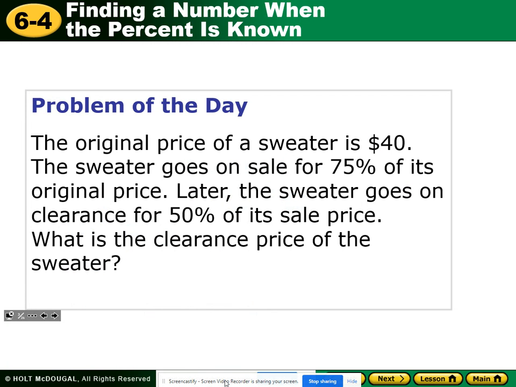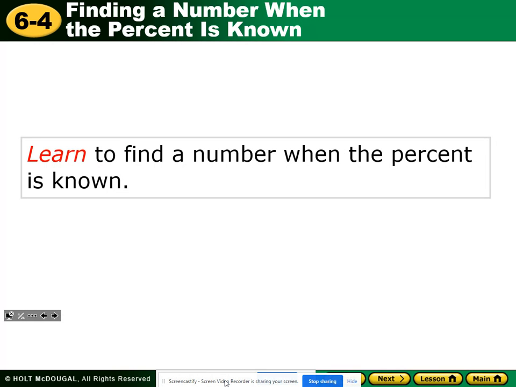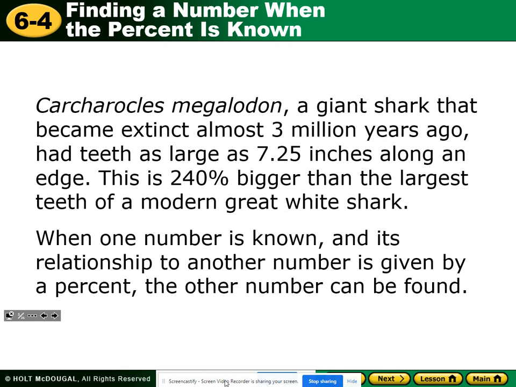Well done. Problem of the day we're going to go through quickly. We're going to learn to find a number when the percent is known. We can really find any of the three. As long as we have 2 of the three, we can find the other one, right? But today we're focusing on when we know the percent. Okay?